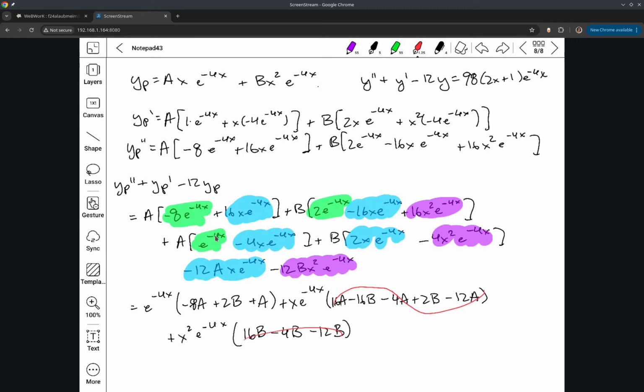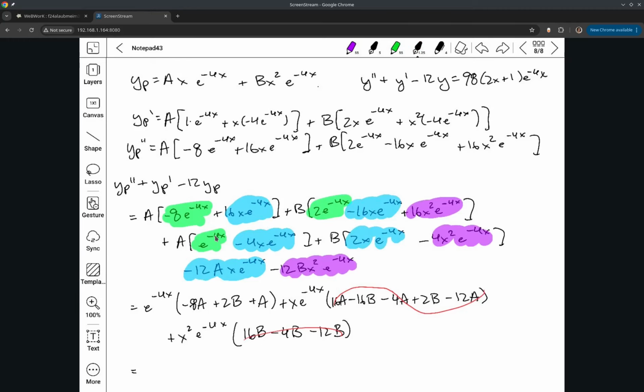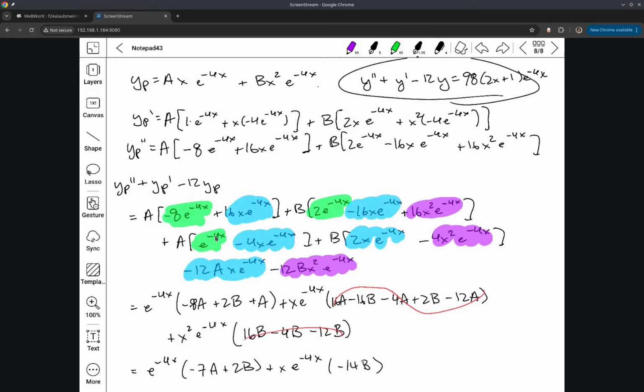So what I'm left with in these functions is e to minus 4x times minus 7a plus 2b, plus x e to minus 4x, which is minus 16 plus 2 is minus 14b, and then plus x squared e to minus 4x times 0, so that just goes away. Now, the whole reason I was doing this was to plug it into this equation right here. So I'm going to go ahead and do that on the next page.